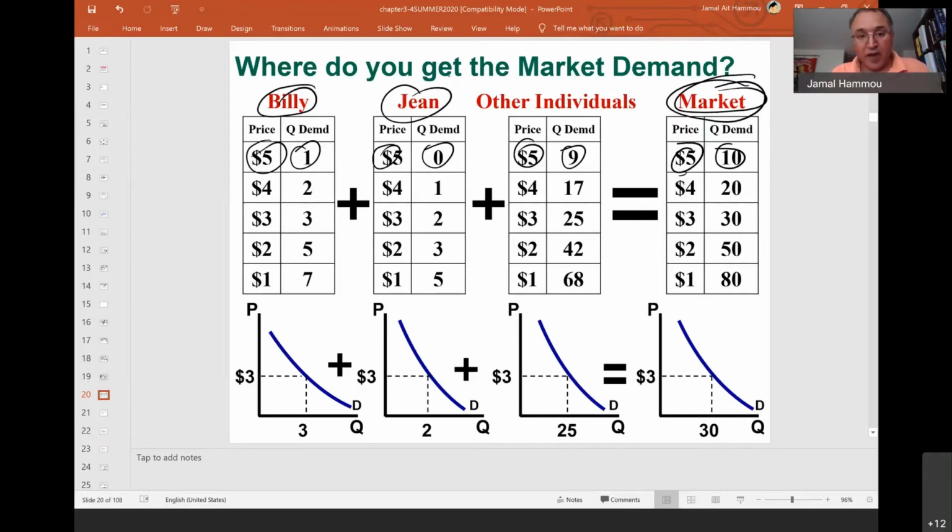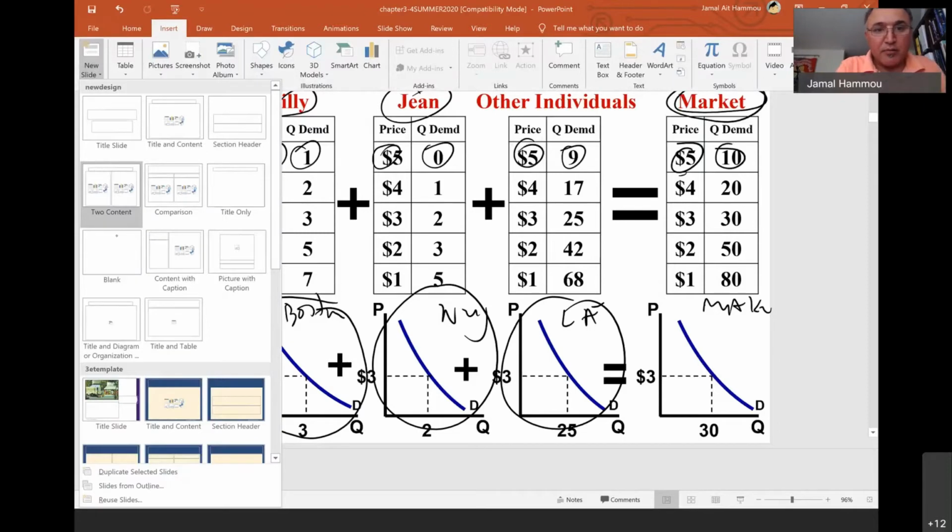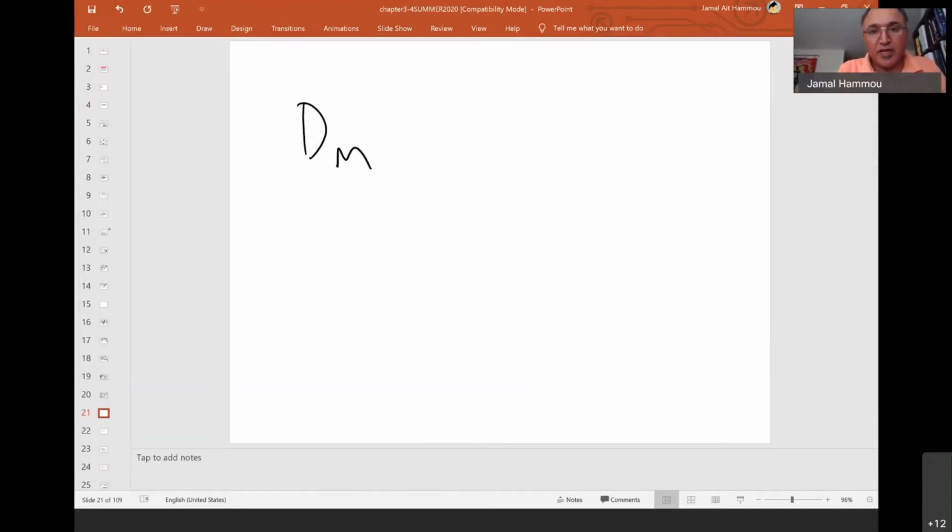So, for example, there is a company that has markets in Boston, New York, New Jersey, or California, for example, LA. Each market has demand for itself. But if I want to know the market demand for the company, it means I will add all of them. So a little bit of math, if you want to put it in symbols, I don't want you to memorize it. The demand for the market equals the sum of all the individual markets.